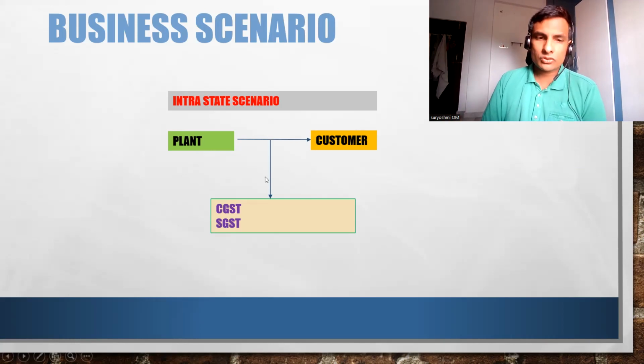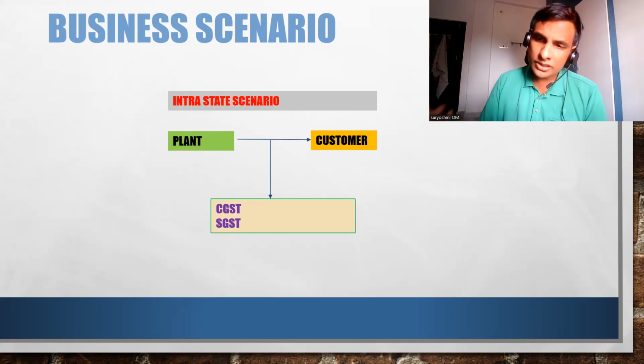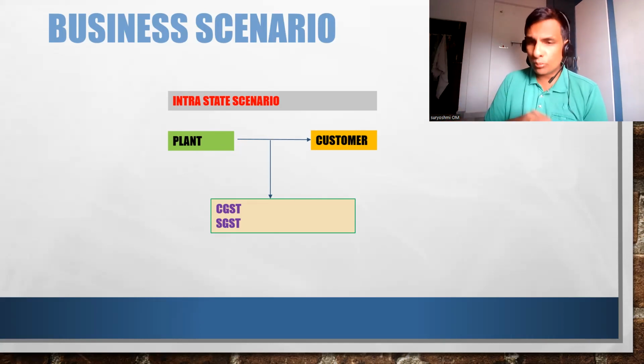Okay, so this is the intrastate scenario. Let's see how this CGST and SGST will be applicable. If stock is transferred within the same state, for example, if you belong to Karnataka, you can take Bangalore. Within the state, if you transfer to Mysore, that is fine. Or you can take Maharashtra, Mumbai to Pune. So within the same state, Maharashtra, if it is happening, that is called intrastate.